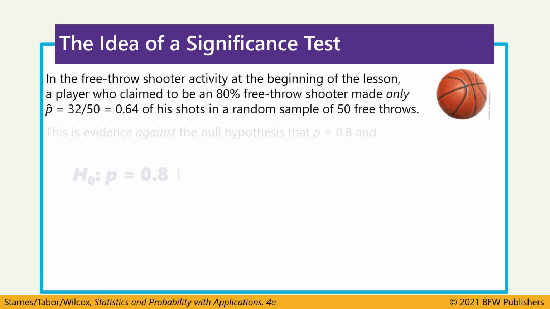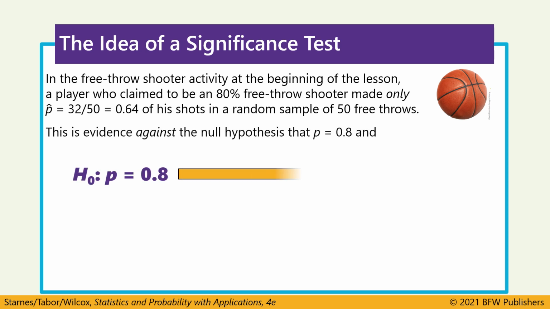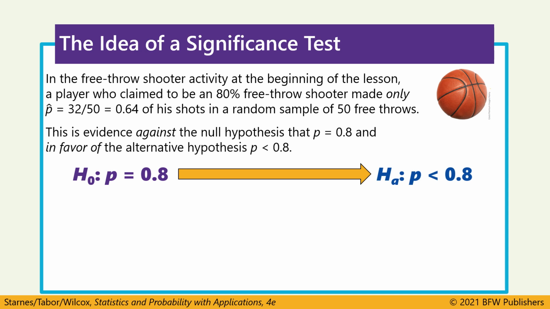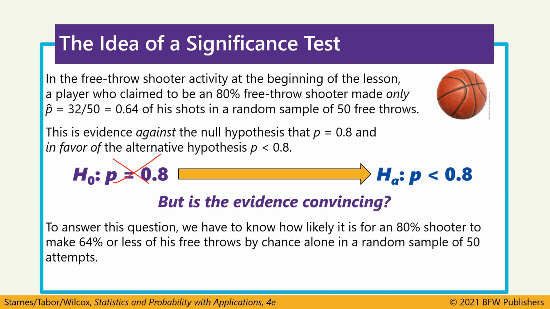So let's relate this to the free throw shooter from the earlier example, who made 32 out of his 50 free throws for a percentage of 64%. This is evidence against the null hypothesis that his true proportion is actually 80%, and it's evidence in favor of the alternative, that he actually makes less than 80%. Is this evidence convincing enough for us to rule out the null hypothesis and reject it and conclude that he actually makes less than 80%? And to do this, we're going to look at a probability. How likely is it for him to make only 64% in 50 free throws? This probability is called a p-value.